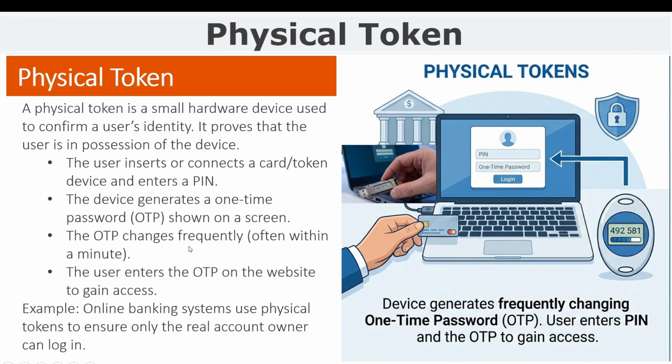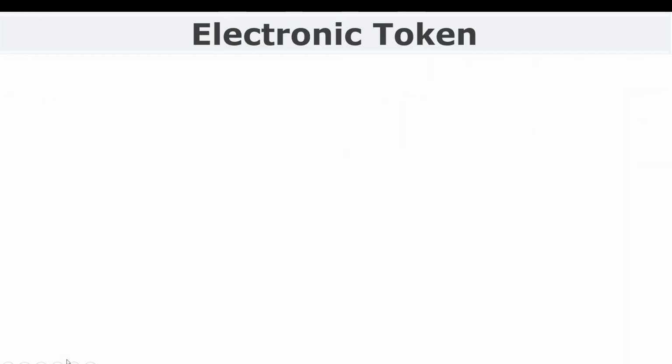First of all, the person will enter his or her password, and then once the password is entered, the next thing to enter will be the OTP in order for the person to have access to whatever system they are going to work on. For example, banking systems use these physical tokens to ensure that the real account owner is the only person that has access to the account.